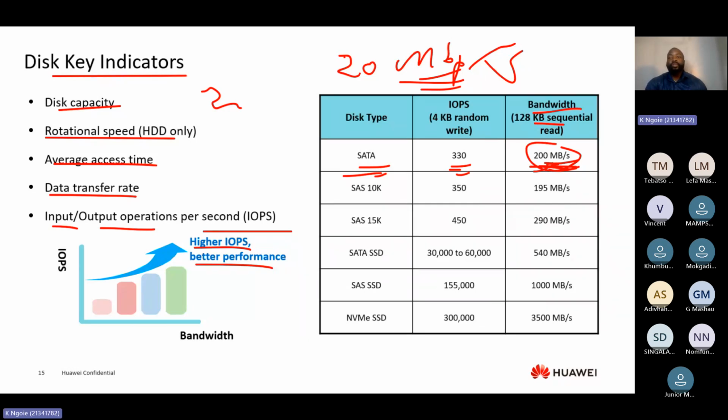All right, guys. Those are the most important things to look at when you're dealing with your disk, right? These are some examples of disk types and IOPS and the sequential bandwidth, which is basically the data transfer rate. Okay, that is very, very important.